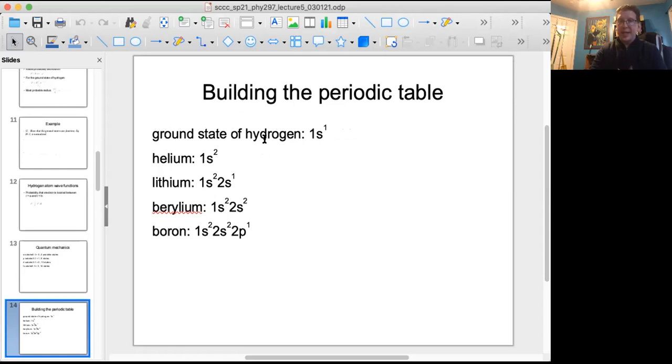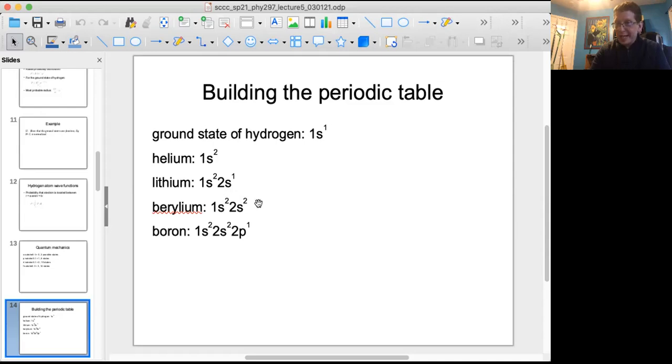So the ground state of hydrogen, you just have one electron in the 1s subshell. With helium, you have 2 electrons, so you filled that shell. With lithium, you have the 2 electrons corresponding to n equals 1, but then you have to go up to n equals 2 to still be in the ground state. So you have 2s1, and then beryllium, 2s2.